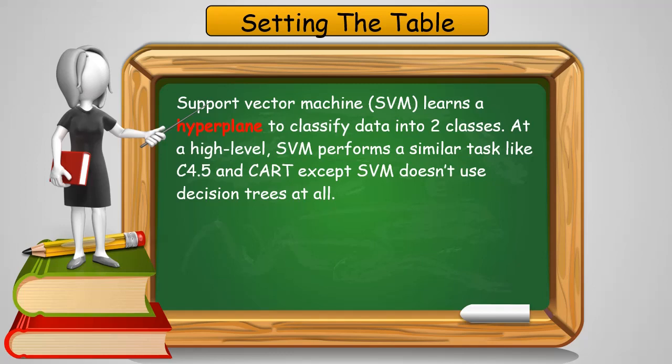So here's the textbook definition. A support vector machine learns a hyperplane to classify data into two classes. So at a high level, SVM performs a similar task like the C4.5 and the CART decision trees, except that SVM doesn't use decision trees at all. It uses something very different. And the concept of a hyperplane sounds very complex, and trust me, it's actually really not. The math formula behind it is quite complex, but as usual, KNIME hides that from me. I don't have to know the formula.